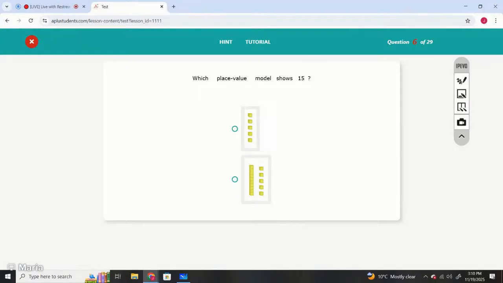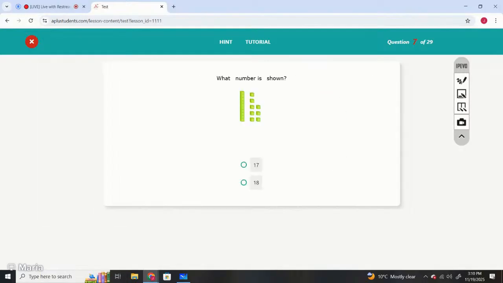Which place value model shows 15? So 15 means we have 5 ones and 1 ten, right? So which is the correct option? Which model has 5 ones and 1 ten? Option number 2 is the correct option. The model has 5 ones and 1 ten. So option number 2 is the correct option.